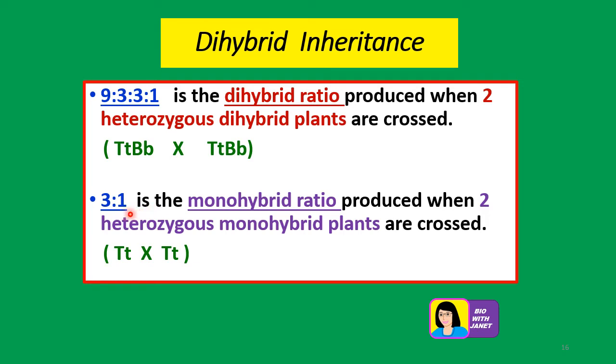But 3:1 is the monohybrid ratio produced when two heterozygous monohybrid plants are crossed. That is big T, small t crossed with big T, small t. So these two ratios must be remembered, especially for the problems, questions involving genetic schematic diagrams.